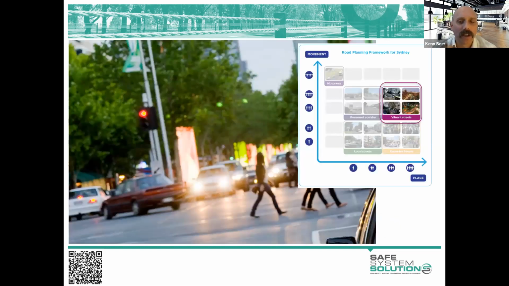We'll do the vibrant streets together, although there may be a question that's popped in there. I see something flashing on my screen. But these categorizations are a bit more difficult, because we've got somewhere in the high place value and somewhere in the fairly high movement function. So let's have a look at this one.